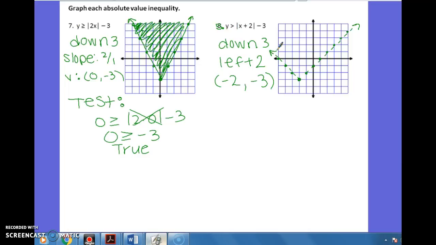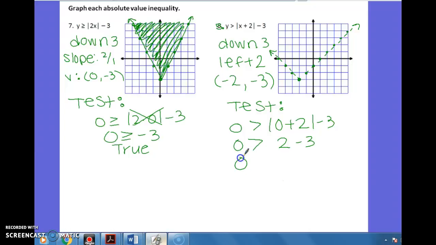Okay, in or out? So pick your test point. I don't care what test point you pick, just don't pick a number on the line. So you're like 0, 0. We got 0 is greater than 0 plus 2 minus 3. Is 0 greater than 2 minus 3? So where do I shade?